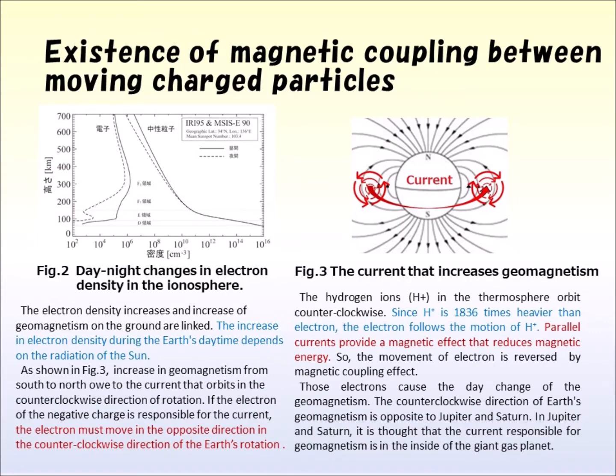Existence of magnetic coupling among moving charged particles. The electron density increase and the increase of geomagnetism on the ground are linked. The increase in electron density during the Earth's daytime depends on the radiation of the Sun.